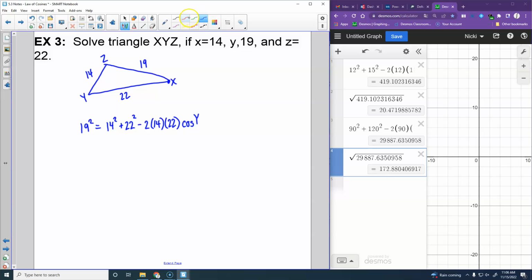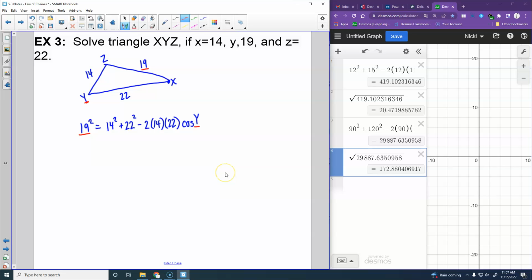So it's important here because we're looking for y. This side over here has to be the side across from y. So we got y right here, and the side across from it is 19. 14 and 22, it doesn't matter which one you put in which place. Now, this is a little more difficult to solve than the other problems because you're going to have to solve this as an equation.